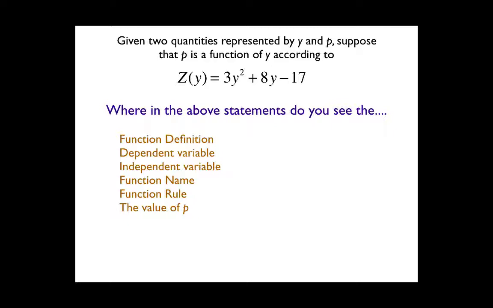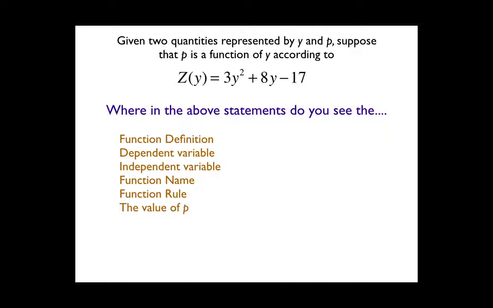The dependent variable we're not going to get from the function definition. That would have to be given someplace else. In this case, it's up in the sentence above. The dependent variable would be p in this situation. So two quantities are represented by y and p. P is a function of y, and it's given by using this relationship z. So the dependent variable in this situation is apparently called p.